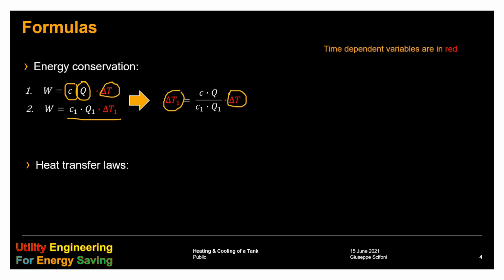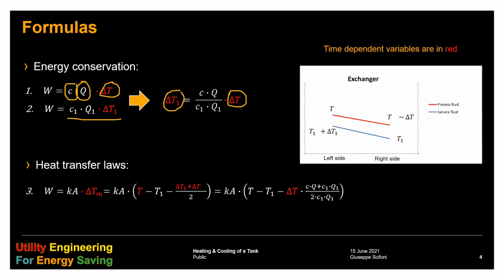The first heat transfer law says how the heat is transferred across the heat exchanger, and this is our equation number 3. We have still a product of three terms. One is the surface area and the heat transfer coefficient K of the heat exchanger, and then we have a delta T, the mean delta T, which is the delta across a section of a heat exchanger. Actually, this delta changes between the entry and leaving section, as represented here in the chart. So we take an average.